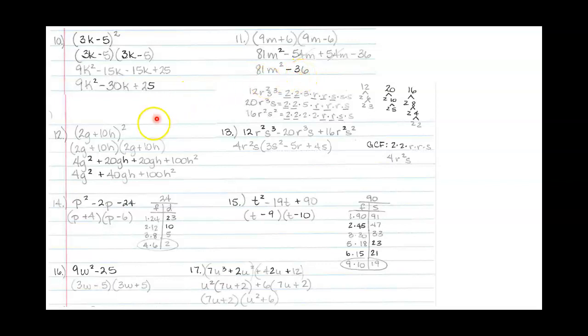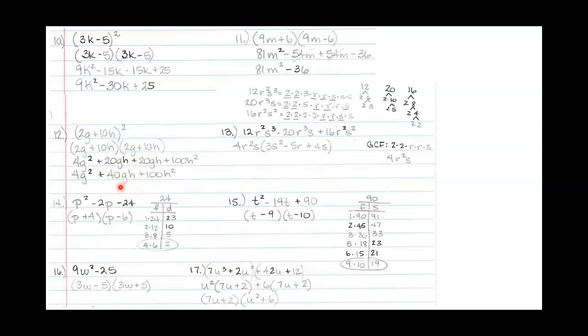All right, then look at number 12. So for number 12, here's another one like we talked about with number 10. It's really important that I rewrite it as that binomial times itself and that I FOIL it out. So we're going to do 2g times 2g is 4g squared. 2g times 10h, so 2 times 10 is 20, and then g times h is gh. 10 times 2 is 20, g times h is gh, and then 10 times 10 is 100, h times h is h squared. So these inner and outer terms will combine, so 20 and 20 would give me 40gh.